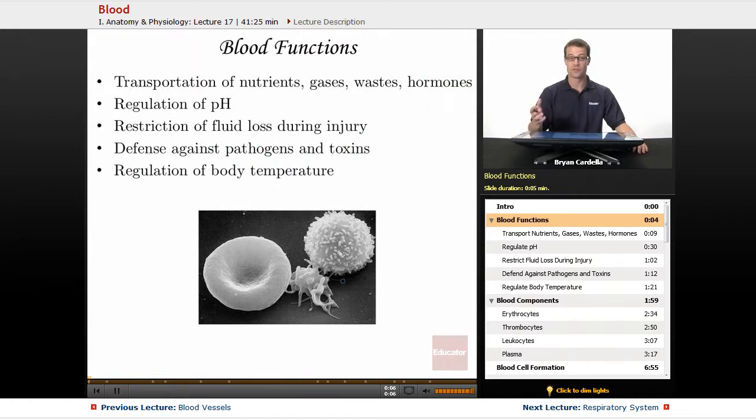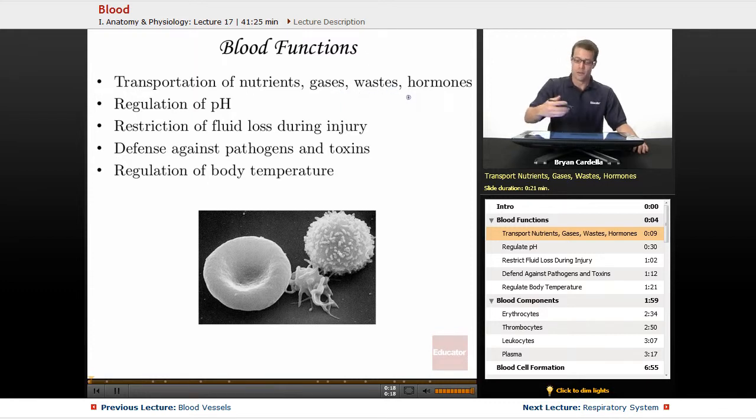Blood has numerous functions, not just circulating fluids. It's the transport of nutrients, sugars, proteins, lipids, vitamins, etc. Gases, oxygen and CO2 are among them. Wastes, the ones that you end up excreting either through urine, through sweat, etc. And hormones, the way that hormones actually get to organs and cause them to change something about their physiology is through blood.